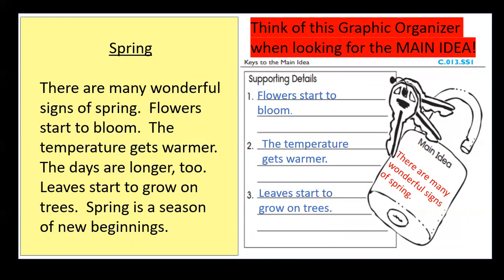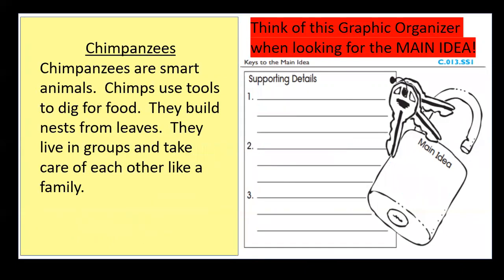All right, let's try another one. Ooh, chimpanzees. In second grade, we've read about chimpanzees. So let's talk about chimpanzees. You think about it as I read it aloud. Chimpanzees. Chimpanzees are smart animals. Chimps use tools to dig for food.